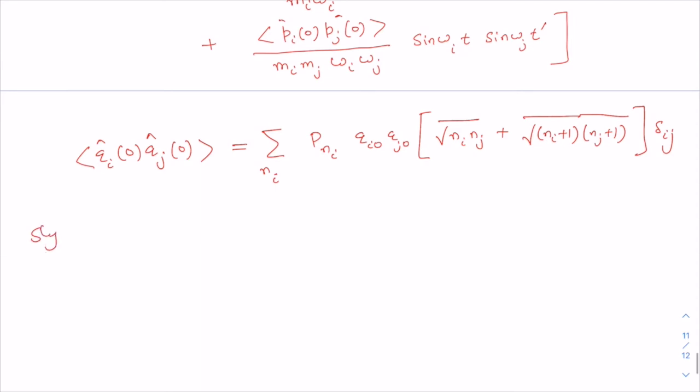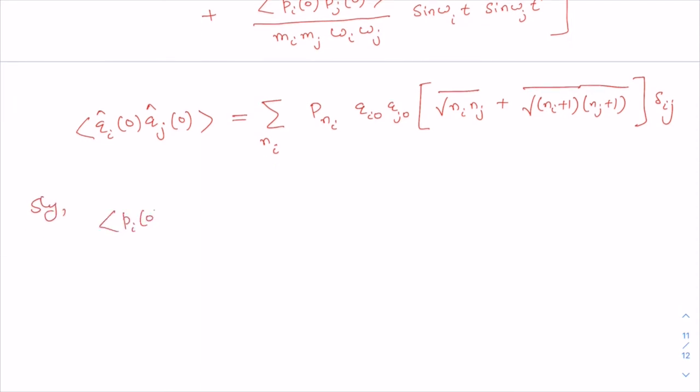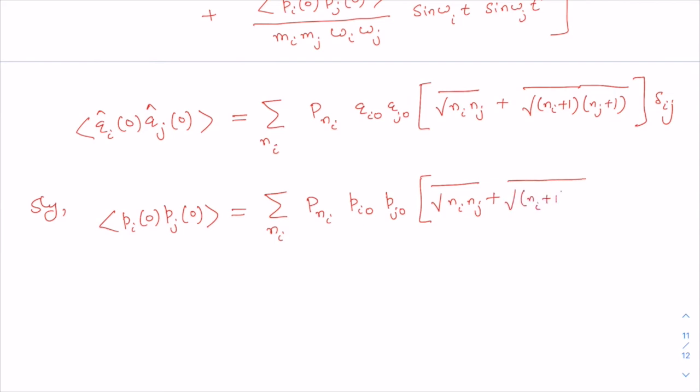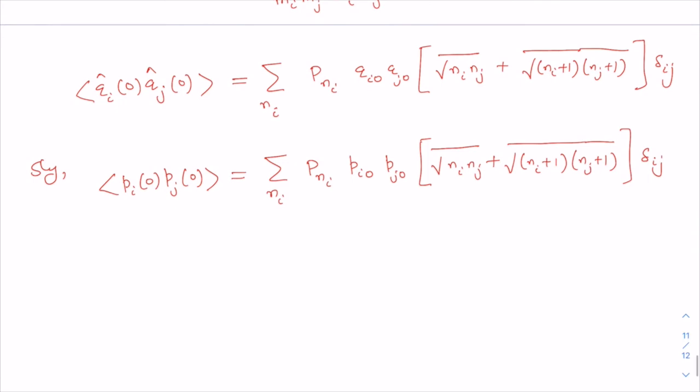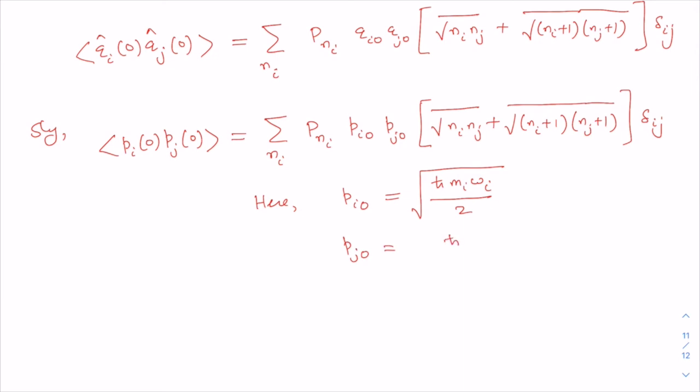Okay, and similarly you can show that for p_i(0) p_j(0), that would be equal to summation over n_i of p_{n_i} p_i(0) p_j(0), and this is the same, square root of n_i n_j plus square root of (n_i+1)(n_j+1), and you have delta_ij. However, here p_i(0) would be the square root of ħ m_i ω_i by 2, and similarly p_j(0) is equal to the square root of ħ m_j ω_j by 2.